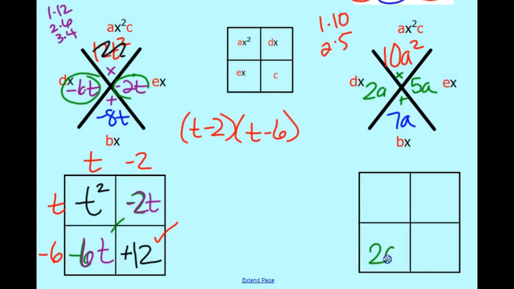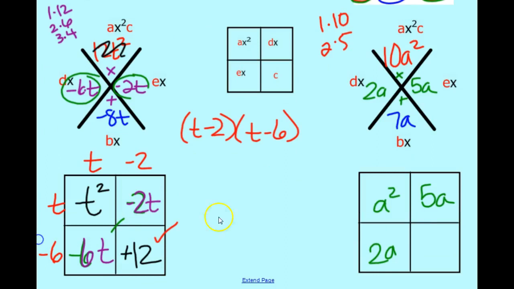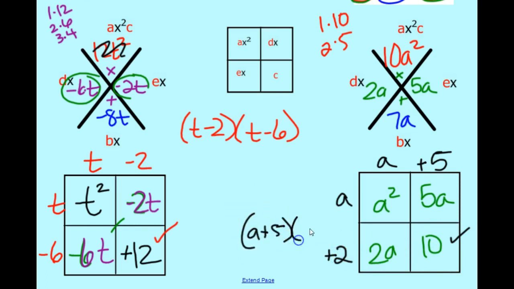So we have 2a, 5a. First term was a squared. Last term was 10. So we have a times a gives us a squared. A times 5 gives us 5a. A times 2 is 2a. And then double check, 2 times 5 is, yep, 10. So this one, our answer is a plus 5 and a plus 2.